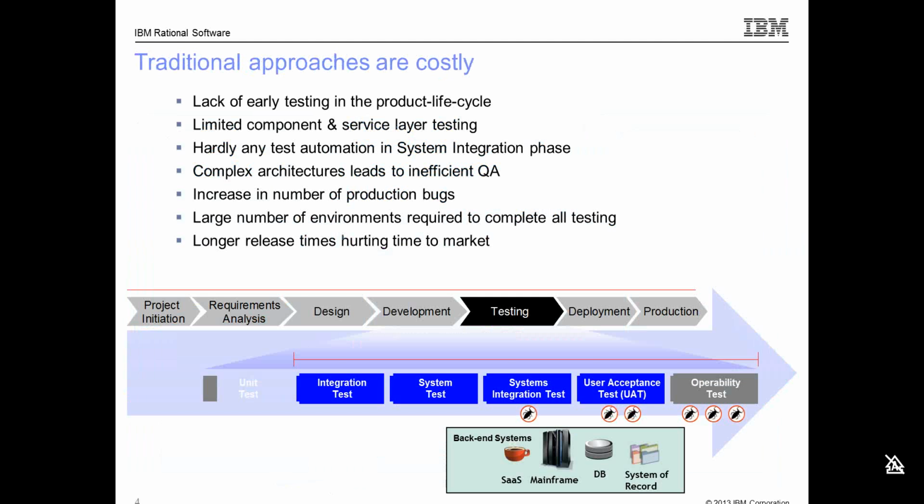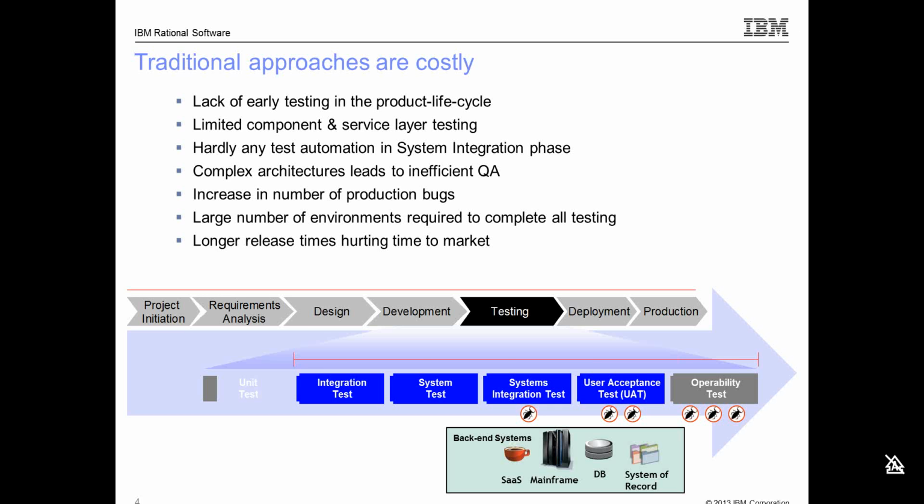So given these challenges, let's see what's costing us today, right? What is costing us? So given all this, we are waiting for the system to be ready in order to start testing on it. So that costs us lack of early testing, right? Early in the product life cycle, we don't do a significant amount of testing, because of which later in the cycle we are short on time, because of which we then cannot do component or very limited component and service layer testing. There's hardly any test automation in the integration phase.